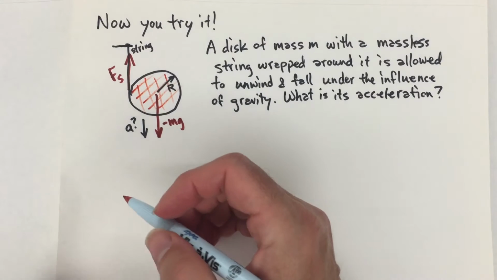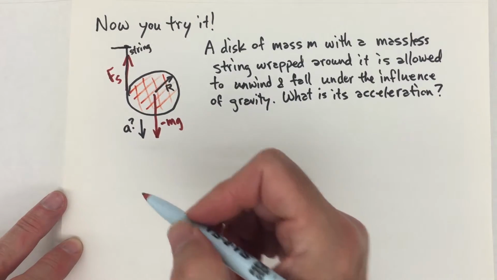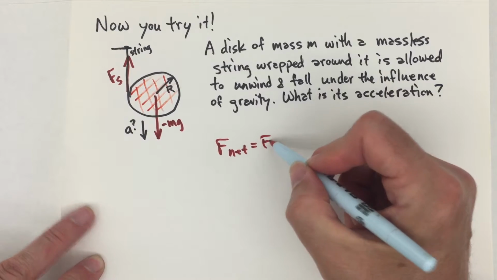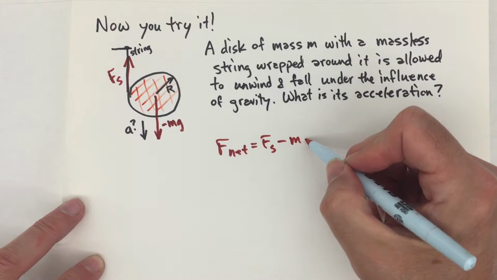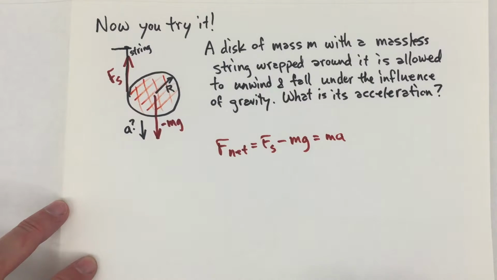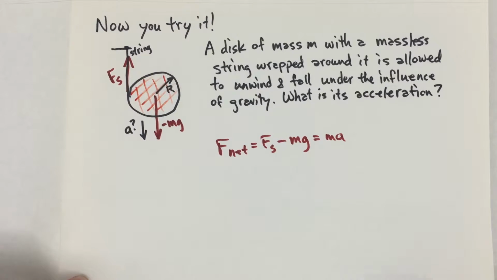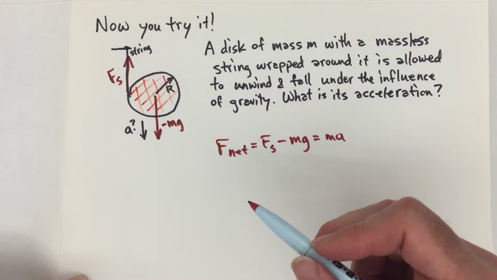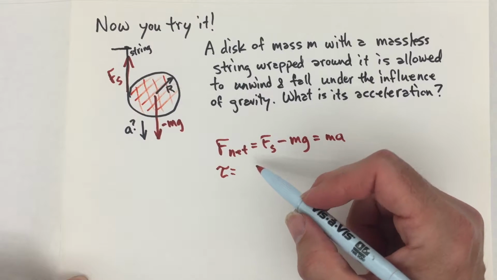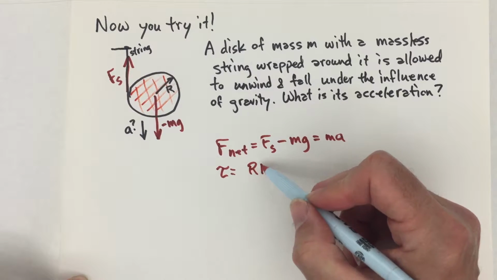Okay, you should have found for the net force acting on this object, it is simply the force of the string minus mg, and this is equal to ma. And since the force of the string is acting opposite to gravity, it's going to make the net acceleration slower than g. In terms of the torque, we know that the torque is equal to the force times the distance away from the center of rotation. So in this case, it's r times the force of the string.